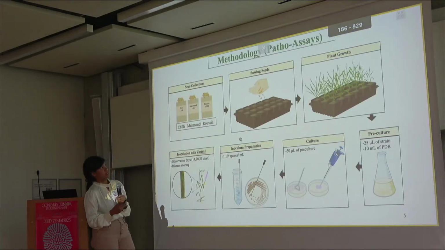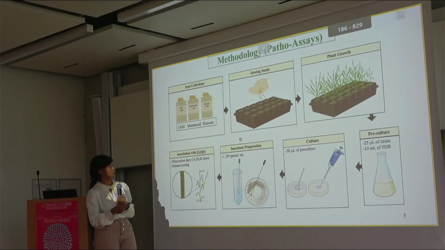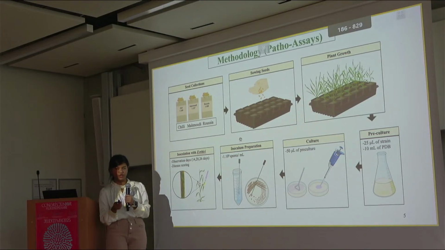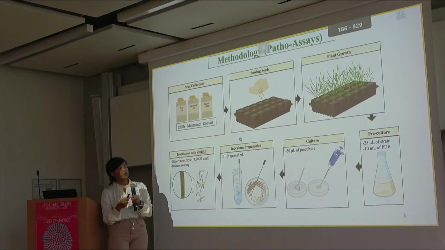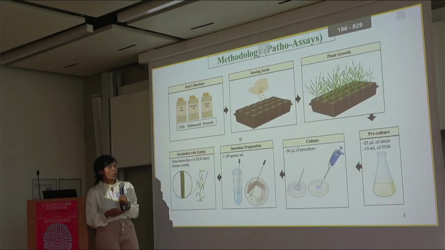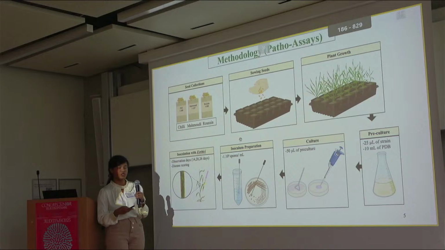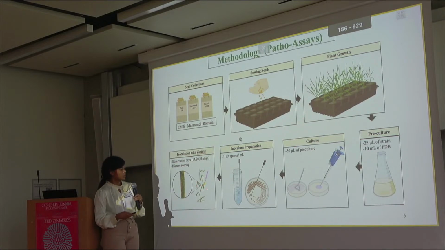So here is our pathology. Basically these seeds are coming from the Tunisian gene bank, which are self-populations after 2 generations. They were sown and grown for 3 weeks, and then we started our pathology assay. What we did here is that we cultured the Z. tritici and then made the suspension with water and then carefully inoculated it on the leaf surface with a paintbrush.